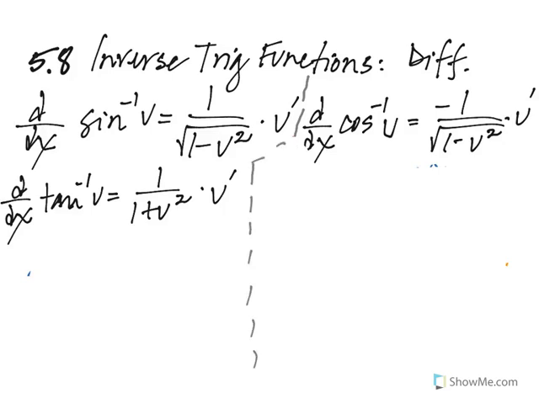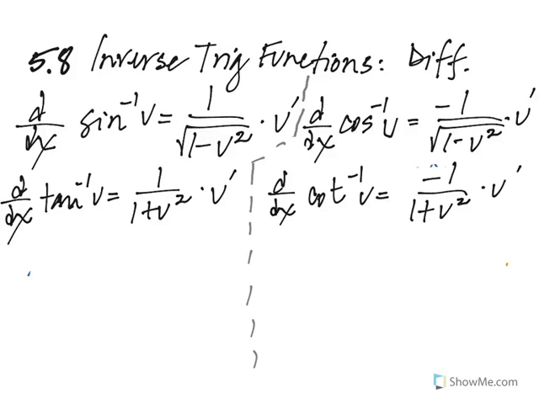And then, of course, I think it would make sense that the derivative with respect to x of the arc cotangent of u will be negative 1 over 1 plus what I'm arc cotangenting squared times the derivative of what I am arc cotangenting.